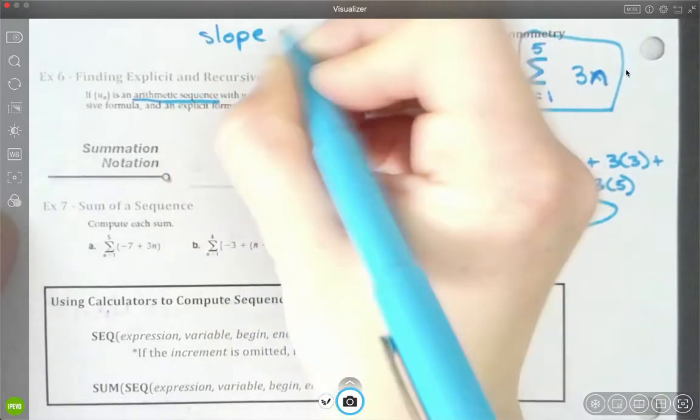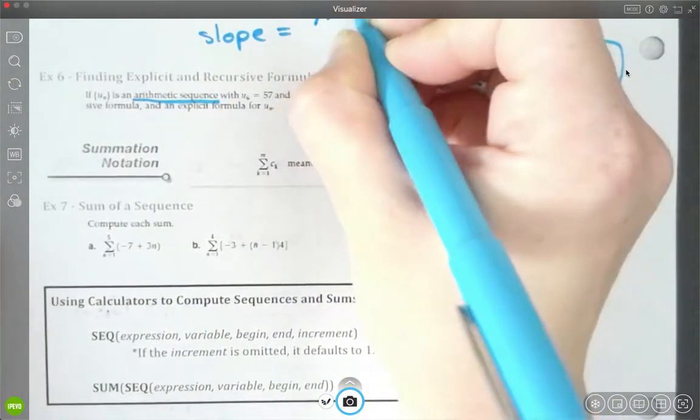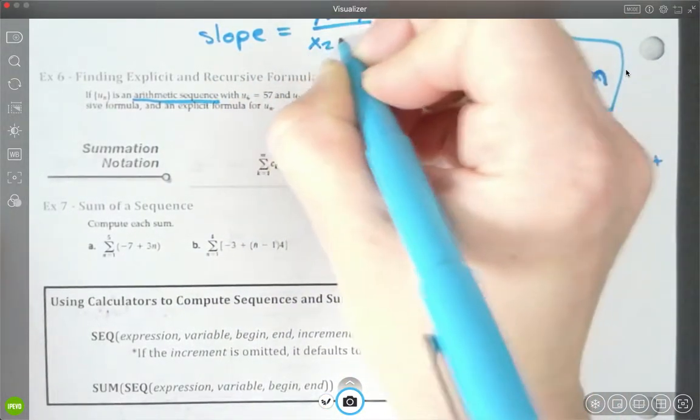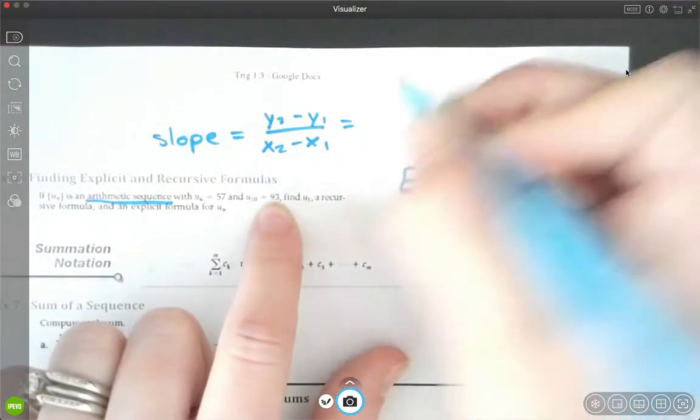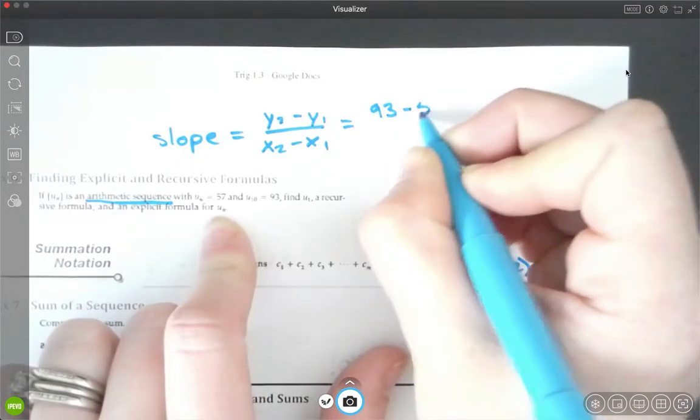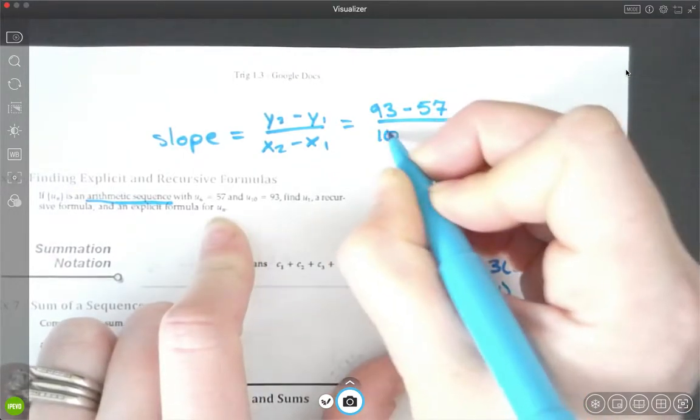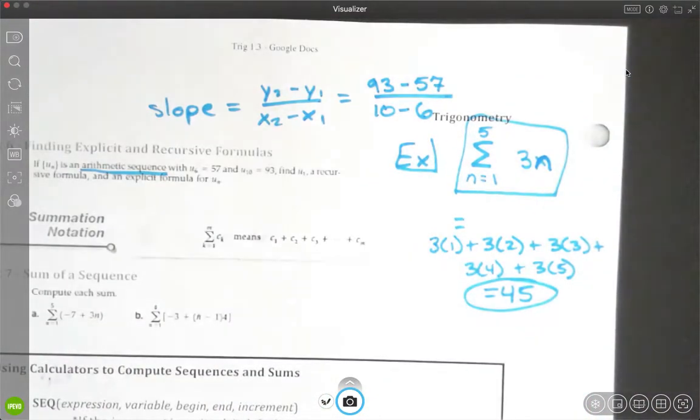It is 12. Slope equals y2 minus y1 over x2 minus x1, okay? Is kind of what you're doing. So I'm ending with 93, and I'm starting with 57. But 93 is the 10th term, and 57 is the 6th term. So this will tell me what I'm adding each time. Does that make sense?